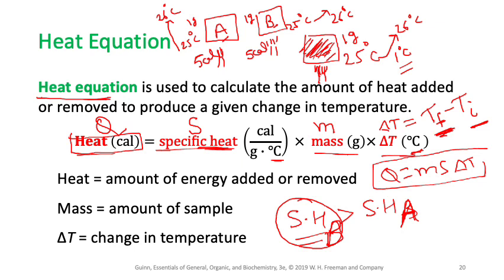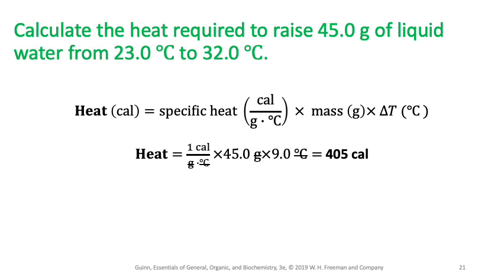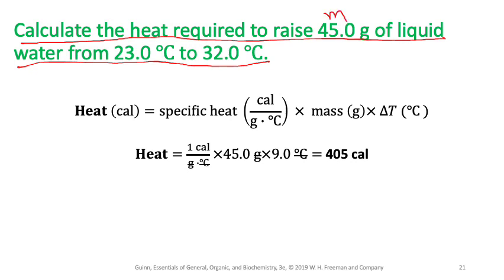So we're going to do some problems based on this equation and then try to learn how we can use this equation to solve the problem. So let's try to solve this problem. It says: calculate the heat required to raise 45 grams of liquid water from 23 to 32 degrees Celsius. So the mass of the matter is given, which is liquid water, and the temperature is going from 23 to 32. This is your initial temperature, 32 is your final temperature.